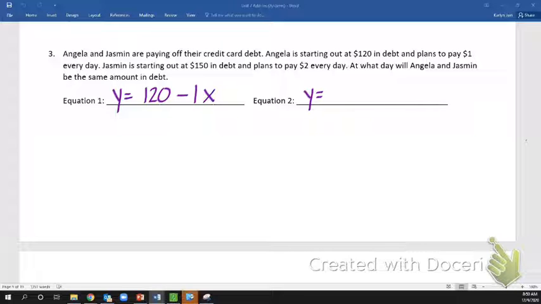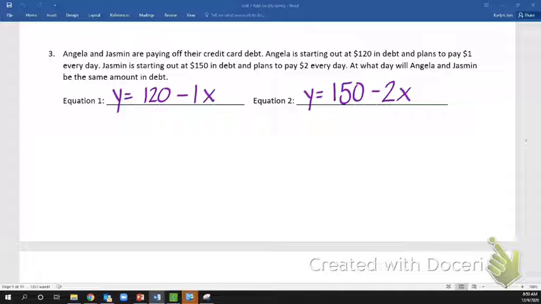I'm going to start with this top way. I'm going to say that she started $120 in debt and she's paying down that debt. So she's subtracting $1 of debt each day. For Jasmine, she started out with $150 of debt, and she is taking away $2 of debt each day. So I'm using x for days. You could have also used d, whatever you want to do. And it asks, at what day is their debt the same amount?